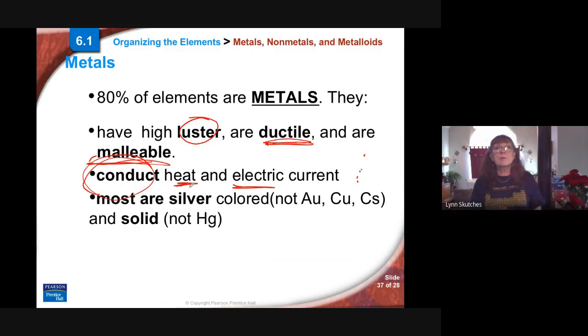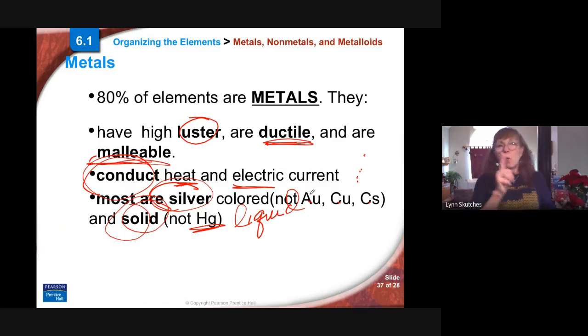Also, most of them are silver colored. Not every single one, but almost every single one, all but 3. Everybody knows the color of gold. It's gold. And the color of copper is copper colored. And then cesium, most people have never seen cesium. It has kind of a rosy gold color to it. Also, all of the metals are solids. The one exception is mercury, and it is a liquid. There's one nonmetal that is also a liquid, interestingly.